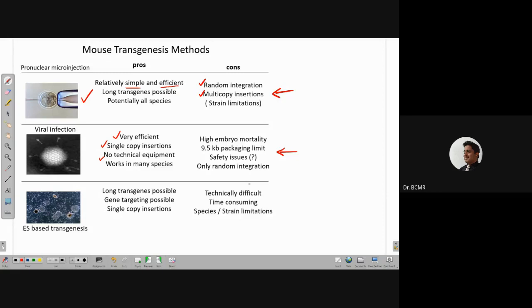The problems, however, are these. The mortality rate is very high, partly because of random integration. And infection does kill the cells. That is another problem. There is also a packaging limit based on the capsid and the head particle of the virus that it would form. Similar to what we have learned in lambda phage, for example, we had a limit. The head space can only accommodate so much. Similarly, here also they have some packaging limit.